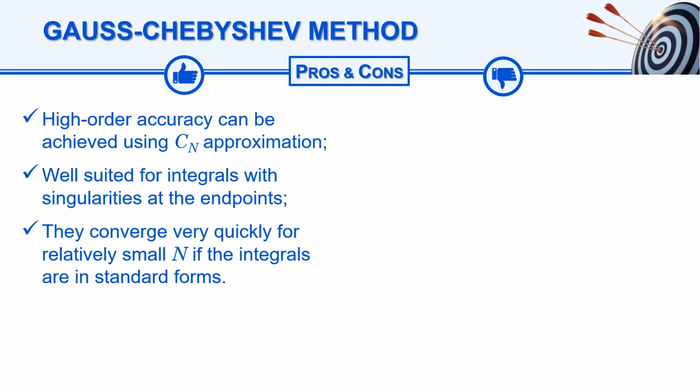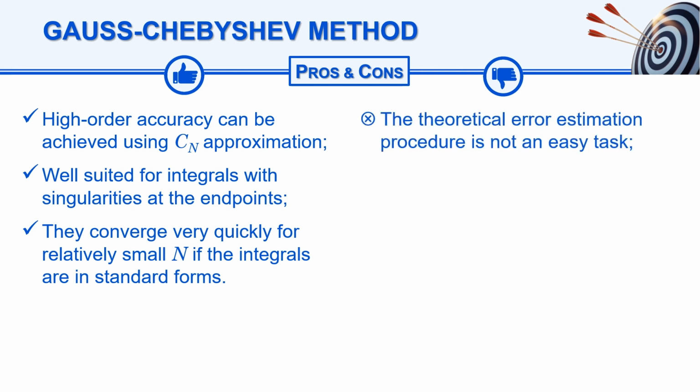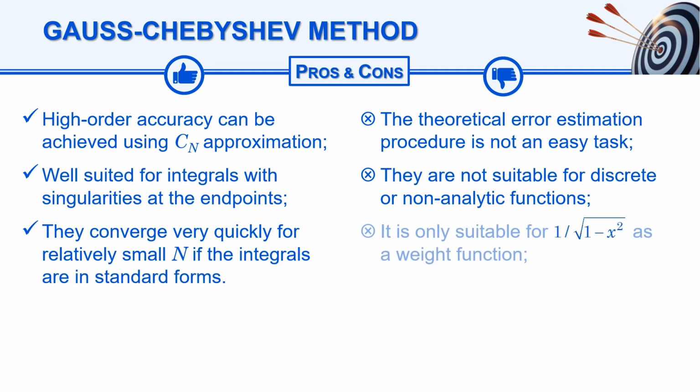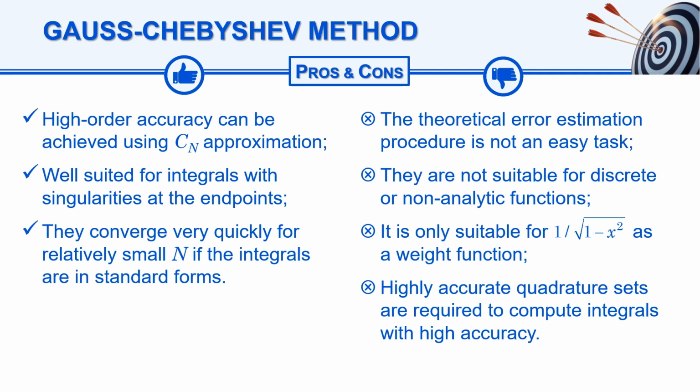The disadvantages of the method are: the theoretical error estimation procedure is not an easy task. They are not suitable for discrete or non-analytic functions. It is only suitable for 1 over the square root of 1 minus x squared as a weight function. Highly accurate quadrature sets are required to compute integrals with high accuracy.